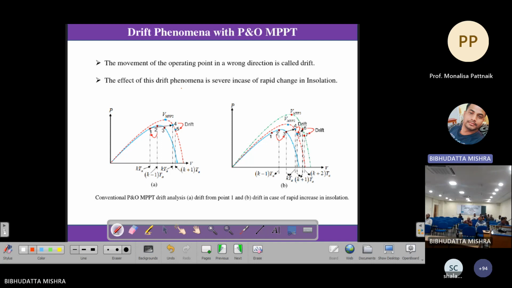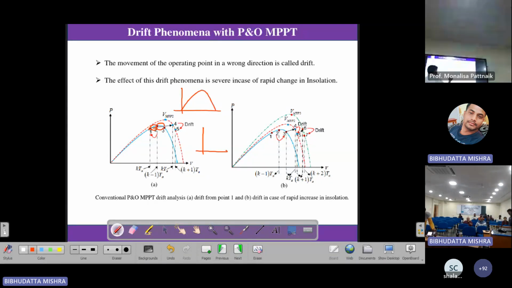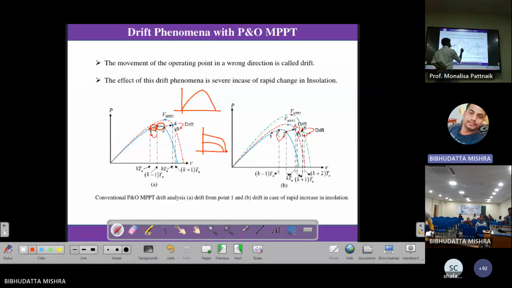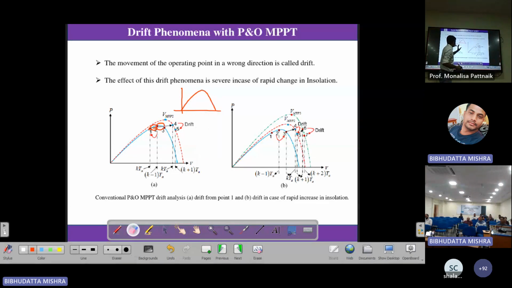Suppose you are operating 1 to 2, 2 to 3, as I told you, in steady state. Now suddenly there is a change in the irradiation. If you have connected a load, it will be operating... My drawing is confusing, so it is better to erase it. So what I want to show you is this.